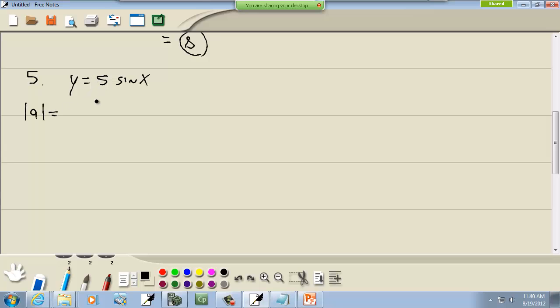The number before our sine is 5, so we got absolute value of 5, which is 5, so that's our amplitude. Our period is 2 pi over b. B is what number is before the x, which is 1. So I got 2 pi over 1 or 2 pi.